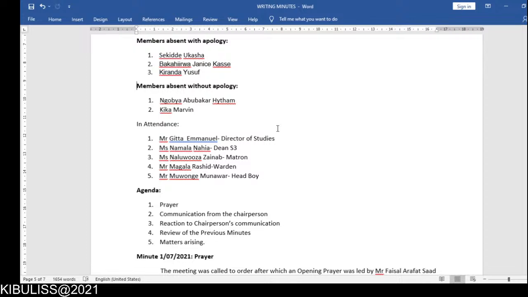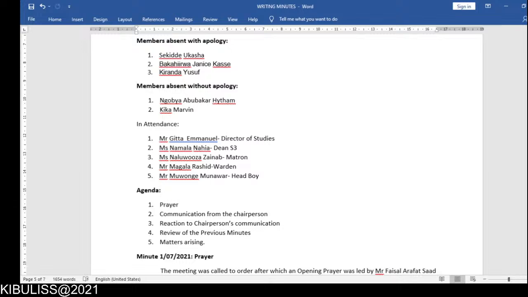Then that element I mentioned at the beginning, the element of in attendance. You can see all those people listed. There are 5 of them. None of them is a member of the Form 3 class. And because it's an academic meeting, and academic meetings partially maybe have an element of discipline, these members were invited. The DOS was invited, the Dean was invited, the matrons and wardens were invited. The head boy was also present.